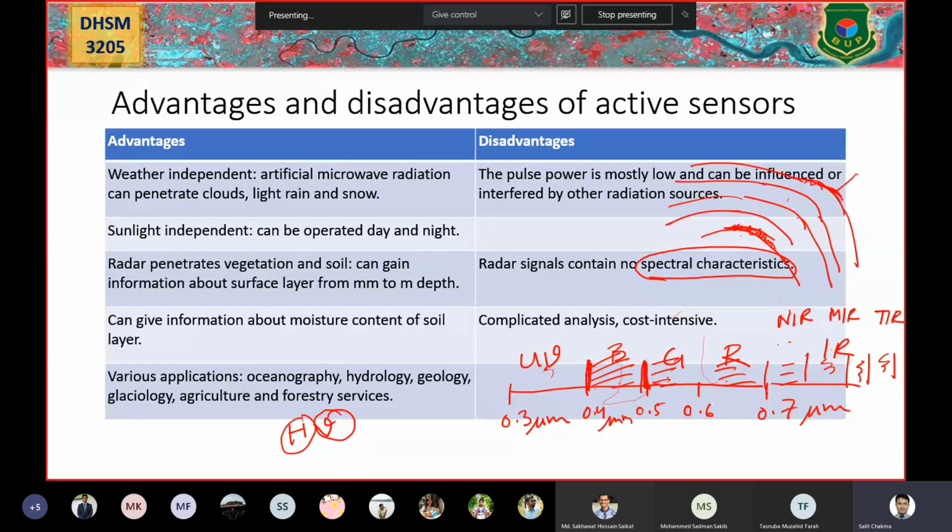Okay, and finally the last disadvantage is because it does not have any spectral characteristics, the analysis of it is a little bit complicated and cost intensive. How cost intensive? Because you would be needing more powerful computer to process this data. Okay, so that's one cost.